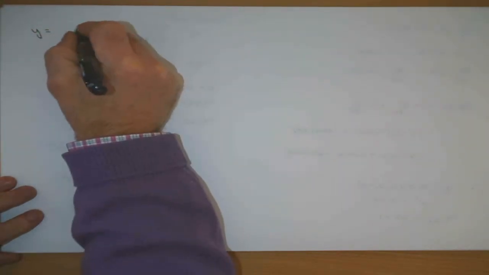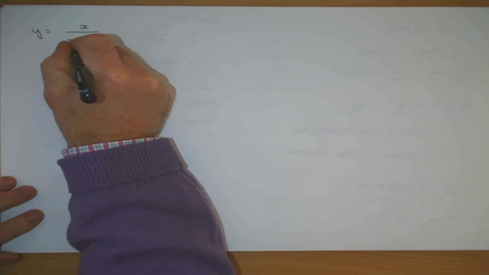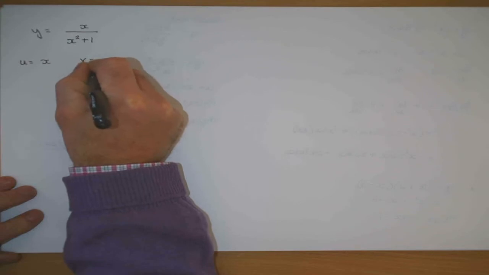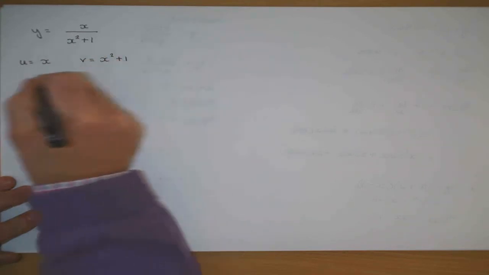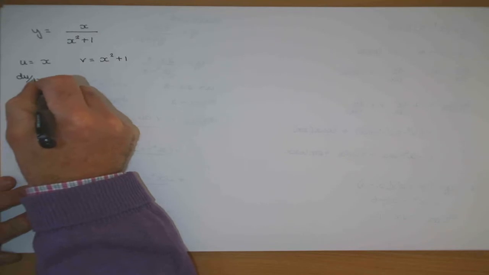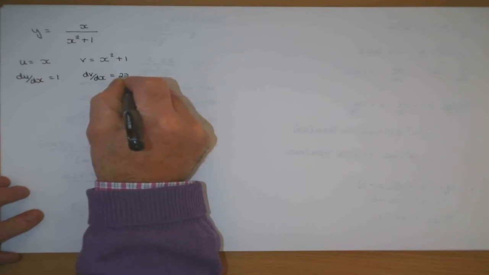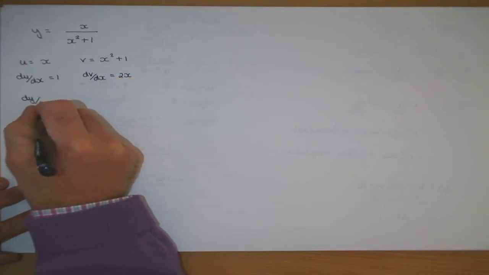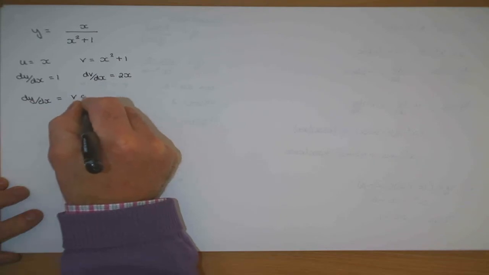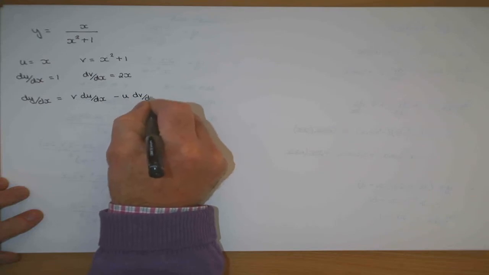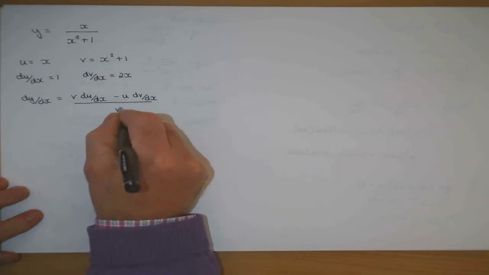Now, y is equal to x all over x squared plus 1. Function in x, u is equal to x, v is equal to x squared plus 1. du dx is equal to 1, and dv dx is equal to 2x. And then dy dx is equal to v du dx minus u dv dx over v squared.